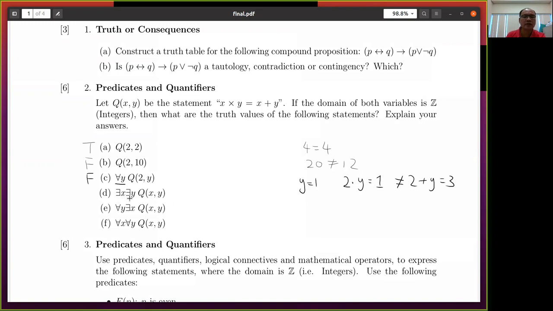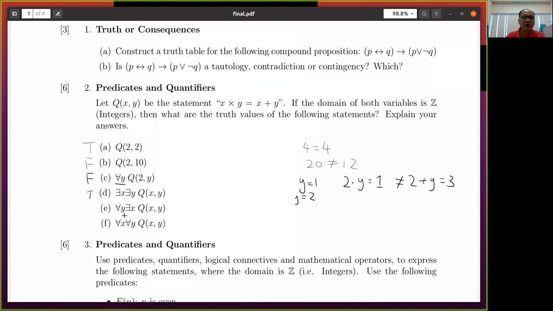Next one, there exists some x and some y such that Q(x,y) is true. Well, we already know from part A that Q(2,2) is true. So if x is 2 and y is 2, that gives you a pair of x and y that makes it work. So that makes the existential statement true.